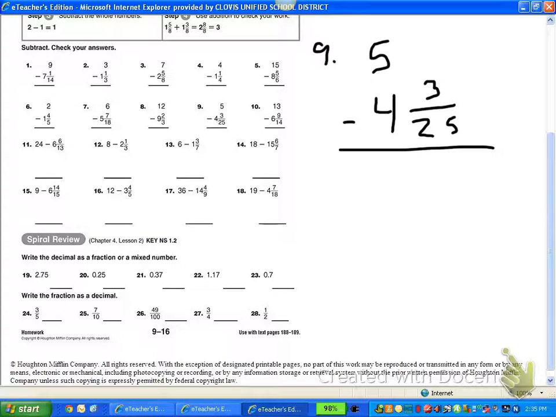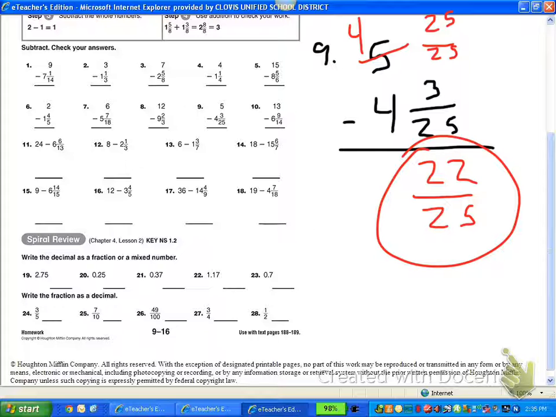This is where they'll have some problems when they see some bigger fractions. But nothing changes. You just use the same steps to get your answer. So 5 minus 4 3/25. Going to rename the 5 to be a 4. My new fraction is going to be 25 over 25. 25 minus 3 is 22 over 25. 4 minus 4 is 0. So your answer for number 9 is 22 over 25. They may want to try to reduce it, but 2 does not go into 25, 5 does not go into 22, so that is your answer.